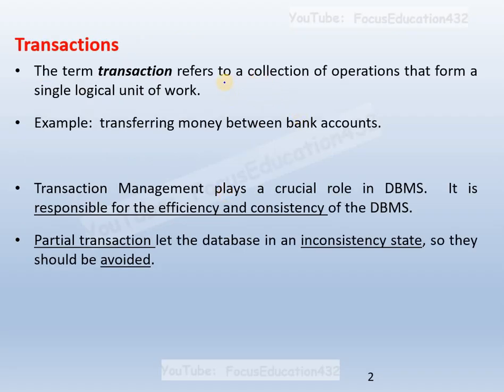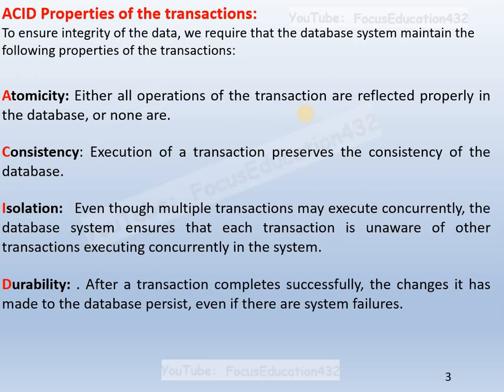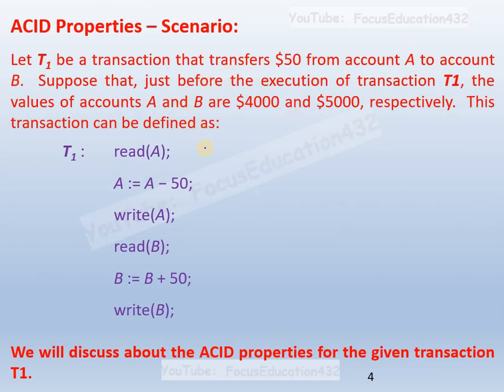Now, what is a transaction? A transaction refers to a collection of operations that perform a single logical unit of work. For example, if we are transferring money between bank accounts, if we have a bank account having some initial balance and we want to transfer, for example, $50 from account A to account B, right? So account A must be deducted $50 and updated, and account B should be added with $50 and also updated. This complete unit of work is called a transaction.